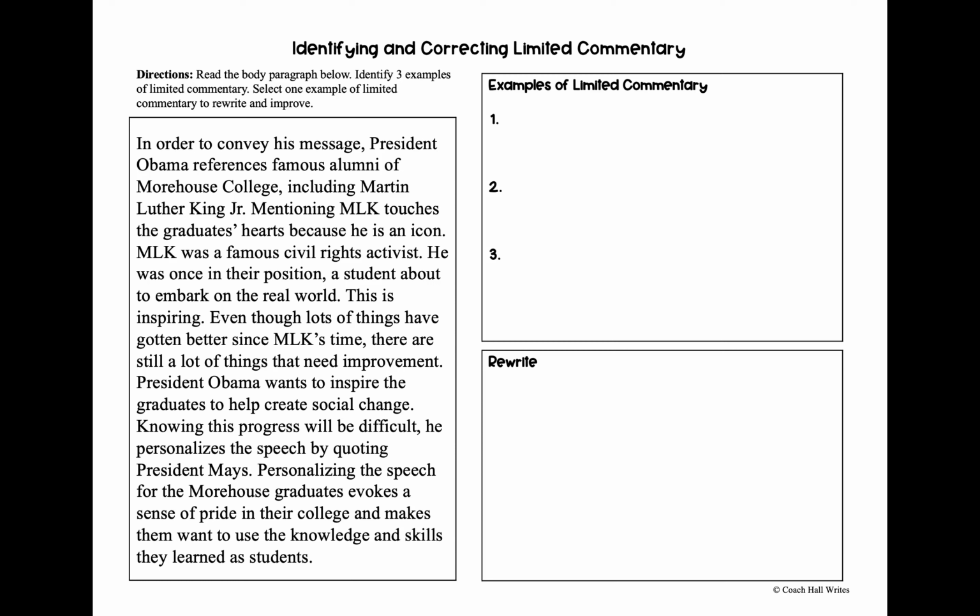To complete this activity, you're going to want to read the paragraph on the left. That paragraph contains multiple examples of limited commentary. Your job is to identify 3 examples of limited commentary and write them in that top box on the right. You don't have to write the whole sentence, just write the portion that you consider limited or vague. The final step is to choose one of the examples that you have above and rewrite it in the box below. Stay true to the original intention of the sentence, but be sure to add more precise phrasing and develop the idea further. If you're participating along with the video, then go ahead and pause the video now. When you resume the video, we'll talk about some possible answers.